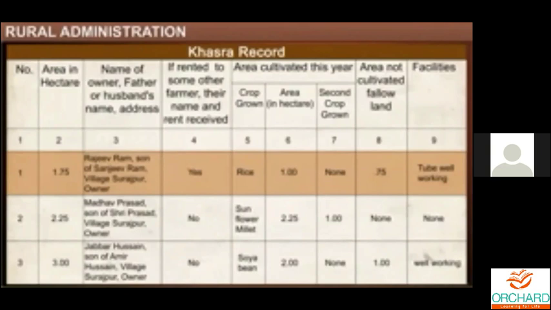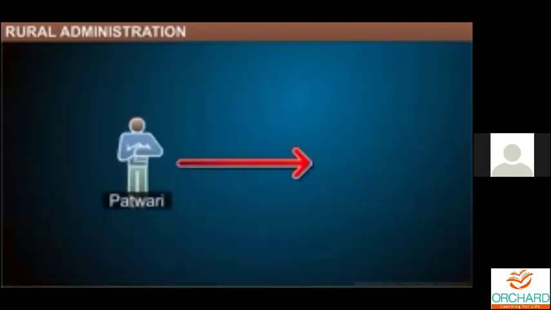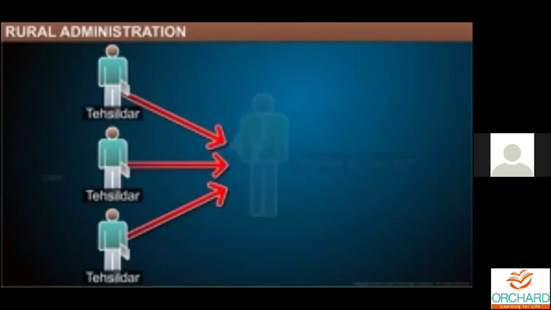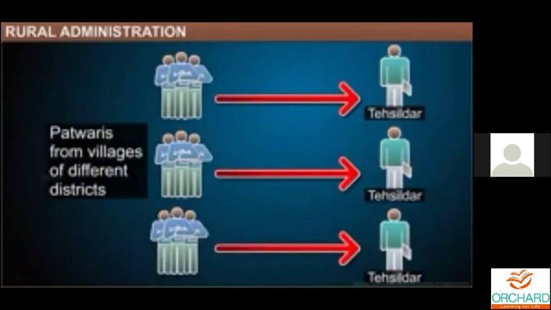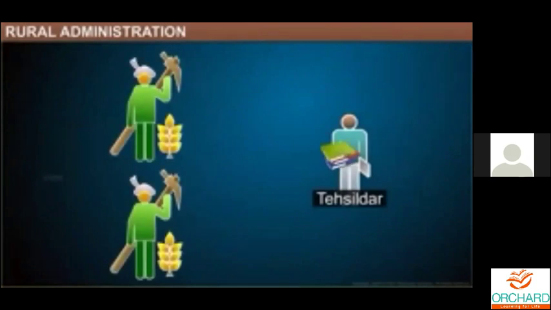The land record work is monitored by the Revenue Department of the Government of India. The Patwari reports to the revenue officer at the district level, who is also known as the Tehsildar. Tehsildars from various districts report to the district collector. The Tehsildars supervise the work of the Patwaris and ensure that the land records are properly maintained and revenue is collected. The Tehsildar also provides a copy of the land records to farmers.